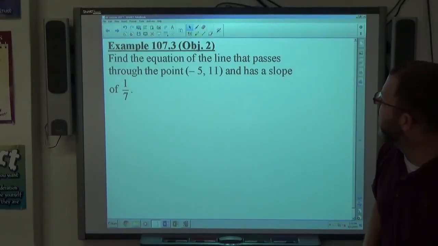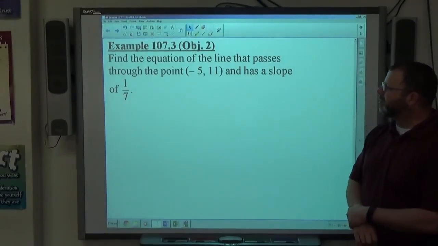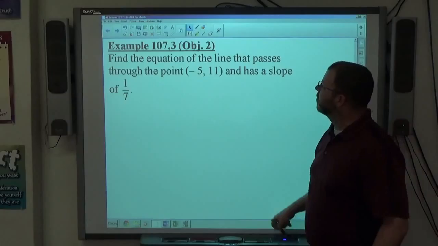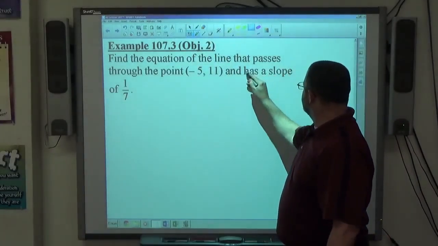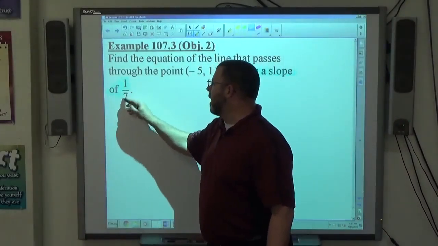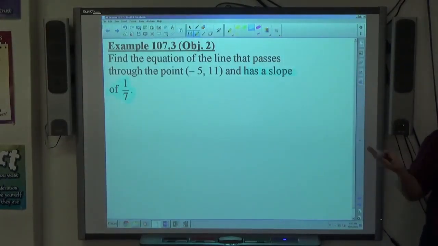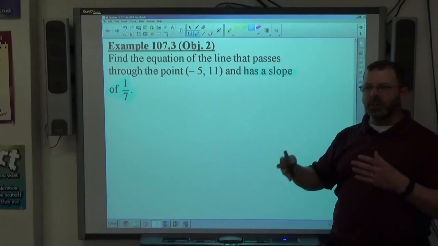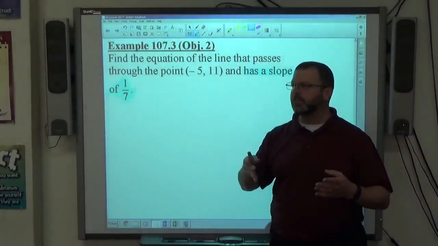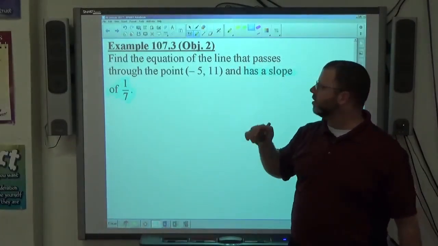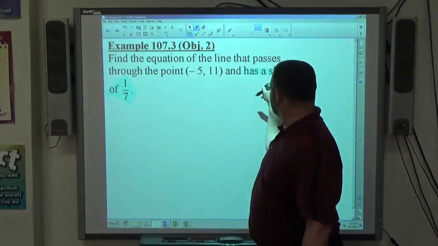Okay, example 3. Find the equation of the line that passes through the point (-5, 11) and has a slope of 1/7. Sometimes how you find slope is they tell you in the problem, hey, by the way, the slope is this number. That just makes the problem that much easier. So instead of going through any kind of mathematical technique to find slope, just use inspection. Inspect the problem, see slope is 1/7.